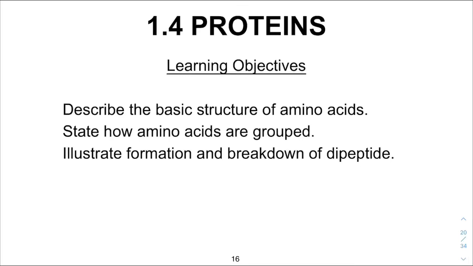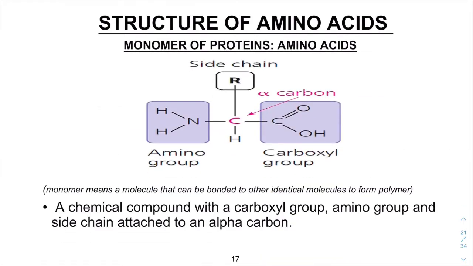In this video, I am going to expand about subtopic 1.4 proteins. So there are three learning objectives. The first one, you need to be able to describe the basic structure of amino acid. Second, you need to be able to state how amino acids are grouped. And third, you need to be able to illustrate, draw and label, formation and breakdown of dipeptide. So kita tengok structure of amino acid dahulu.